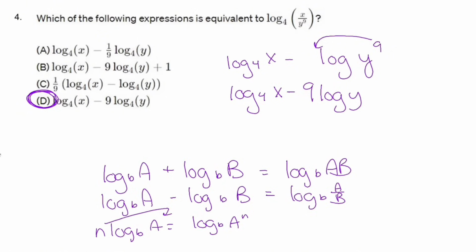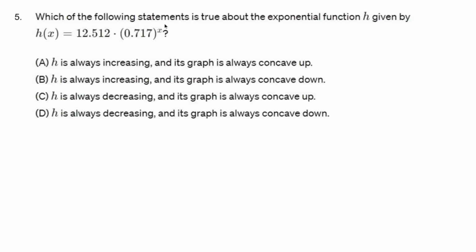Hope this helps. Which of the following statements is true about the exponential function h given by h of x equals 12.512 times 0.717 to the x? All right, so it's talking about increasing, decreasing, concave up, concave down. Let's get a general graph of what this looks like. Now, this is in the form y equals a times b to the x.